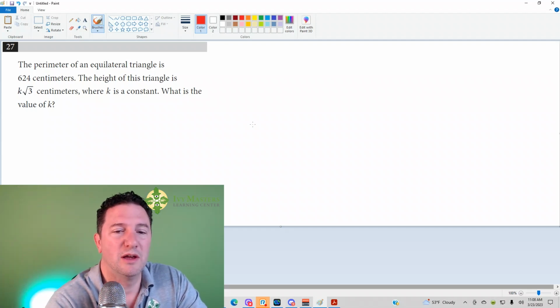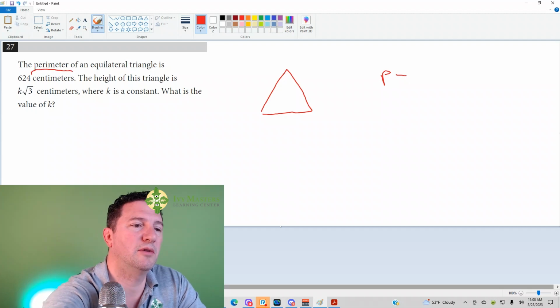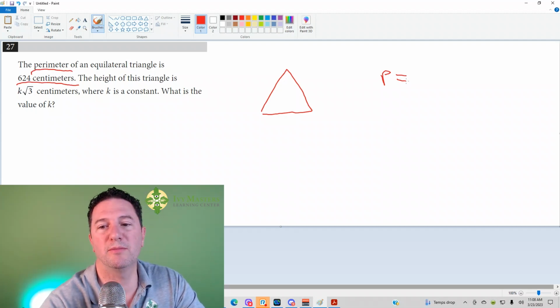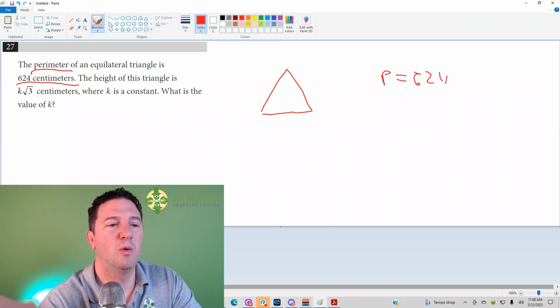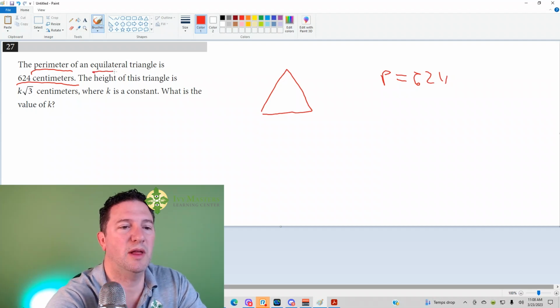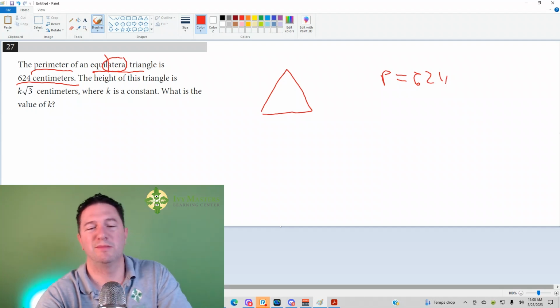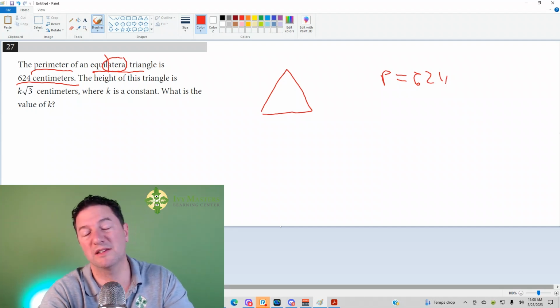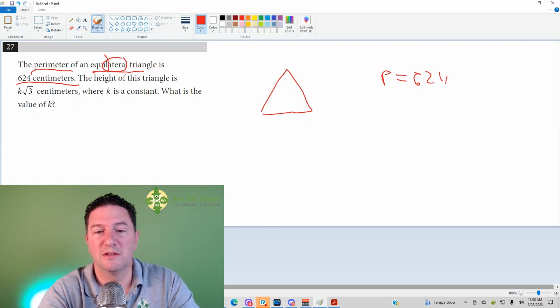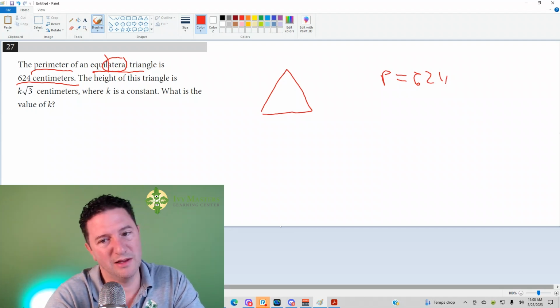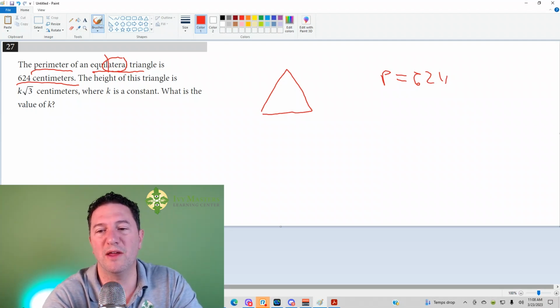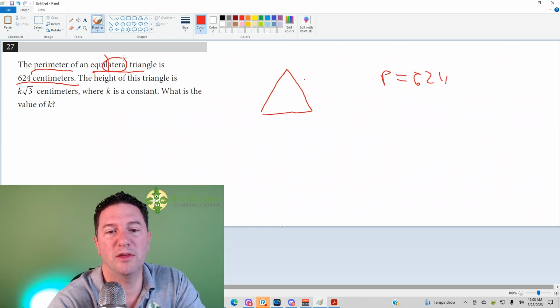So, here's your triangle. The perimeter, keep in mind, you could just underline it, or write it out again. Perimeter equals 624. One thing that makes an equilateral triangle equilateral, that equi means equal, the same, and the lateral part means basically length, so we've got the same length on each side. So what are we to do? We've got three sides, so we divide that 624 by 3, and we wind up with 208.